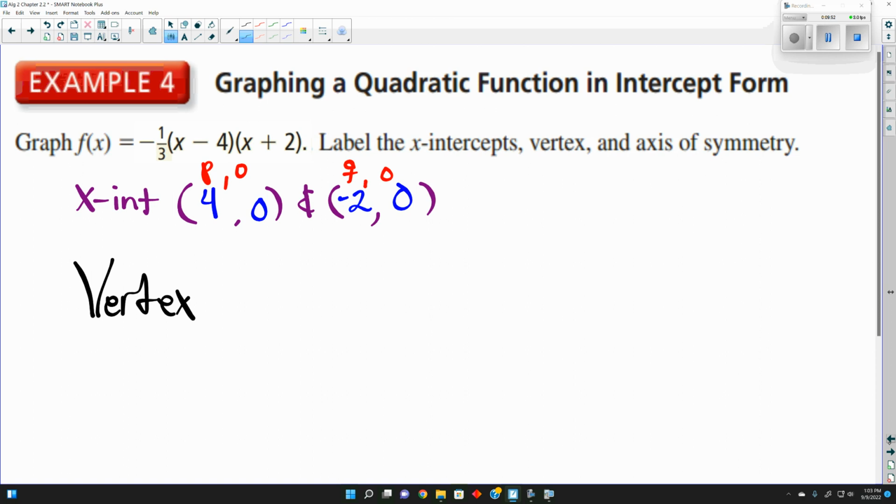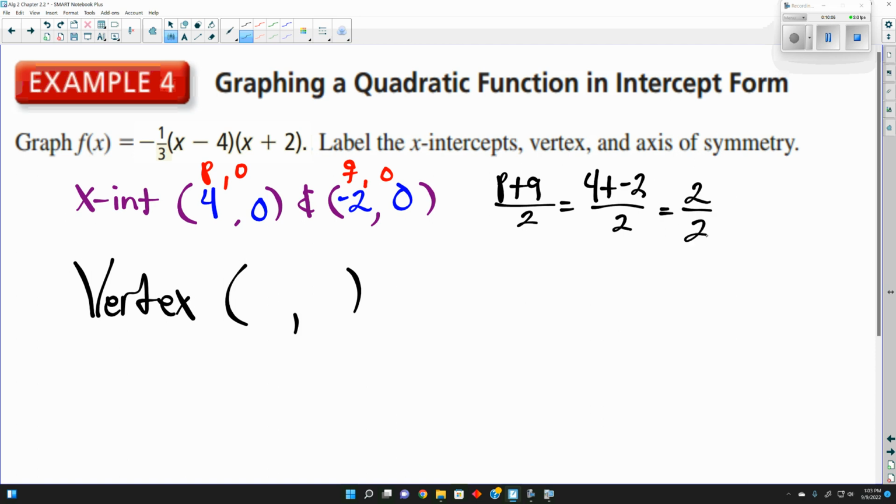So here we need to find the vertex. Yes. Which is 2 over 2, which becomes x is equal to 1, yes? Now what do we need to do next? Plug it into the function, and I think they're going to be nice.